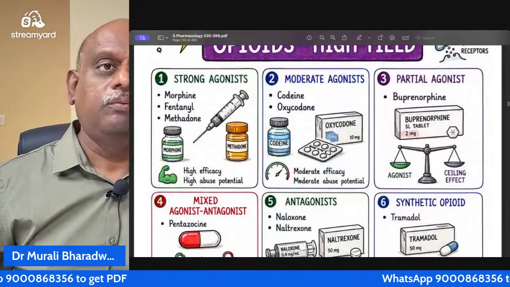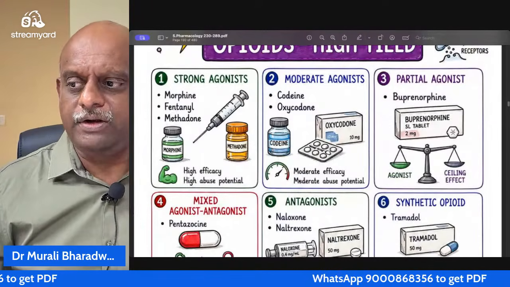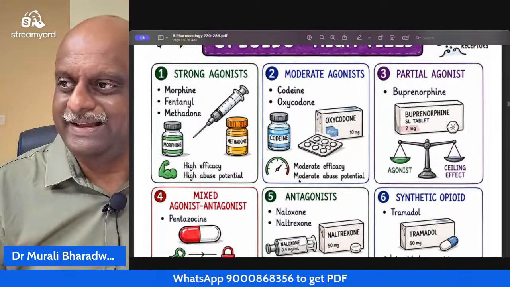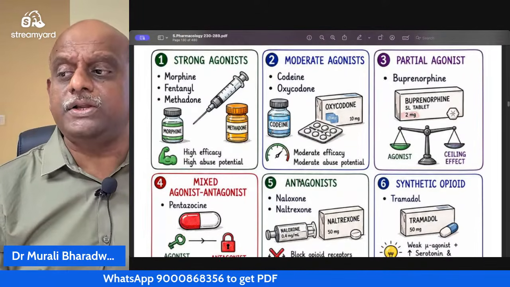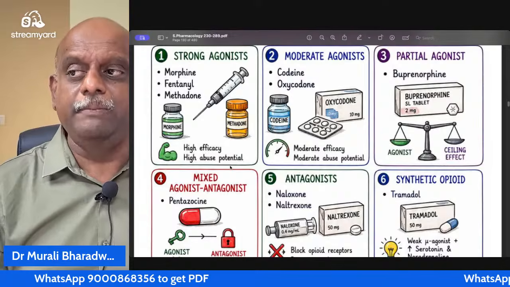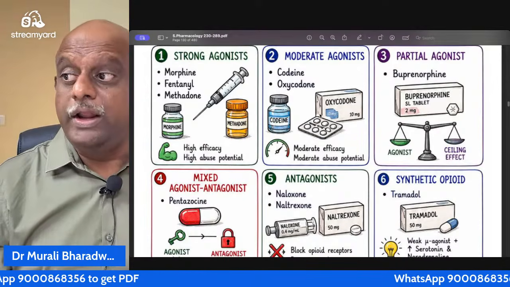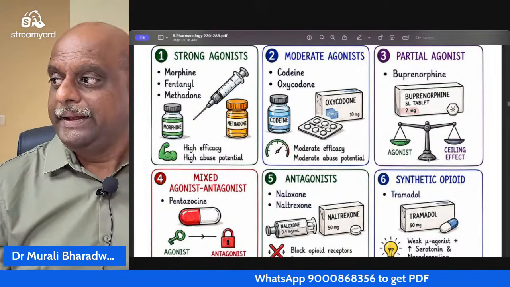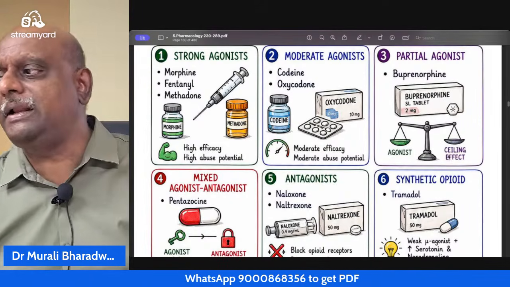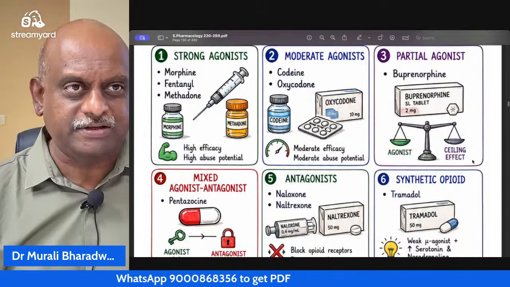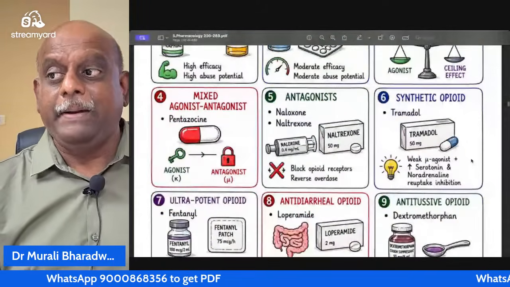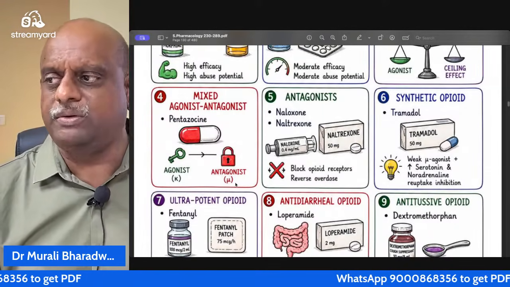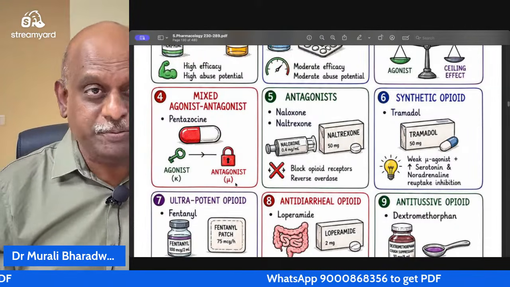So now, what are agonists, partial agonists, antagonists, mixed agonist-antagonists? Morphine, fentanyl, methadone are strong. They have a high abuse potential. Codeine, oxycodone have moderate efficacy, moderate agonists. Buprenorphine is a partial agonist. It has got a ceiling effect. Pentazocine is a mixed agonist-antagonist. It is agonist on kappa and antagonist on mu. Examiner is very specific on these things.